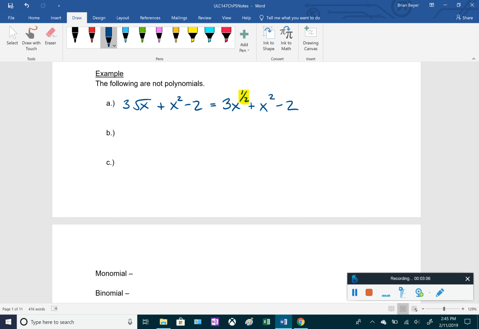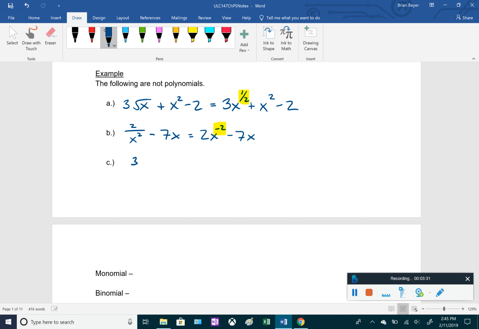And something like 2 over x squared minus 7x. This is not a polynomial because we can rewrite 2 over x squared as 2x to the negative 2, based on exponent rules. And once again, this exponent of negative 2 is not a positive whole number.